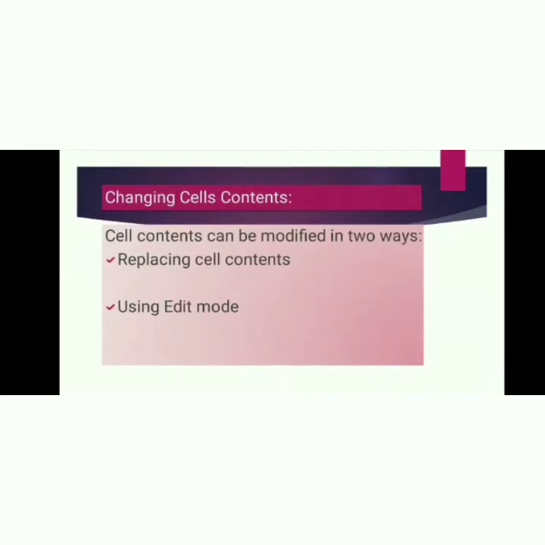Changing cell contents. Cell contents can be modified in two ways. First one is replacing cell contents and second is using edit mode. What is cell contents? The characters and numbers typed in a sheet can be seen both in the cell as well as in the formula bar. When you type in the cell, the two buttons cancel and accept will appear on the left of the formula bar.